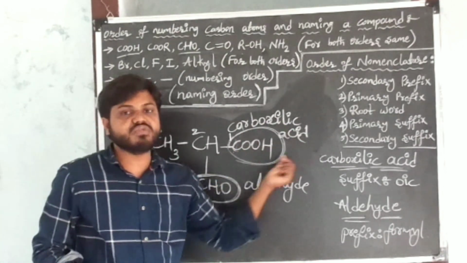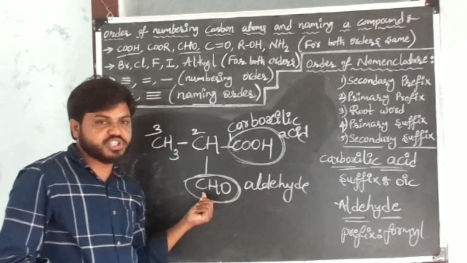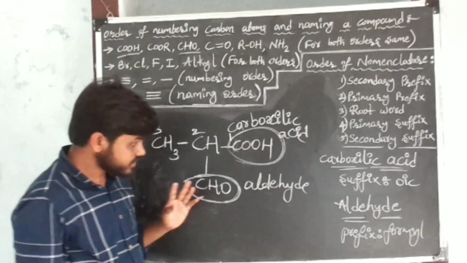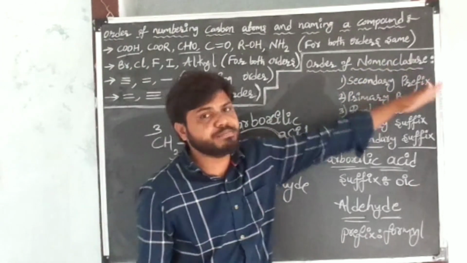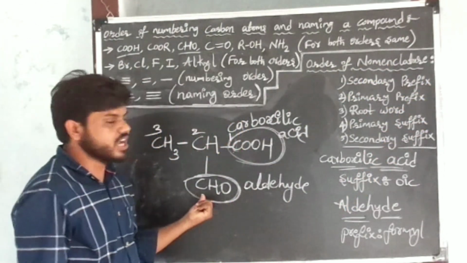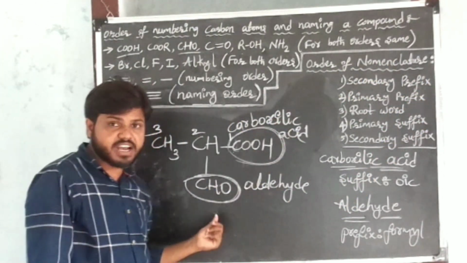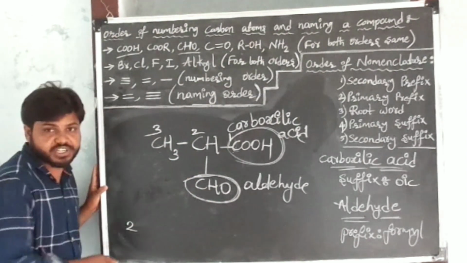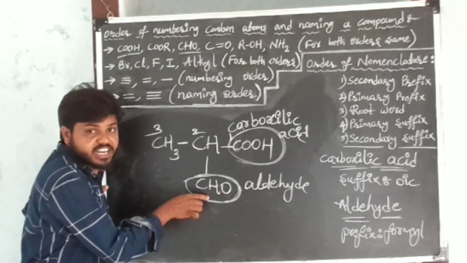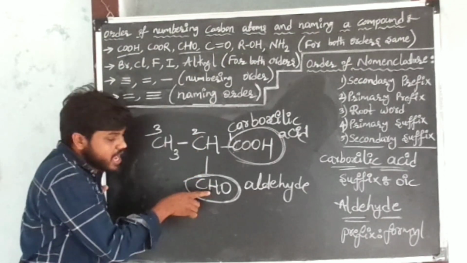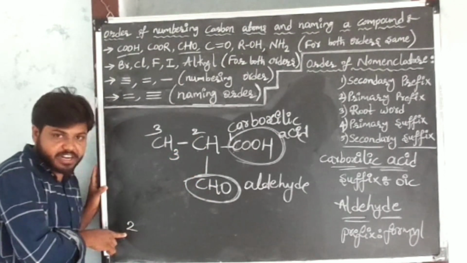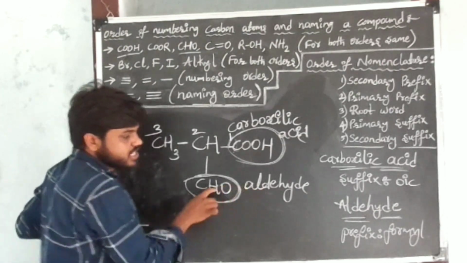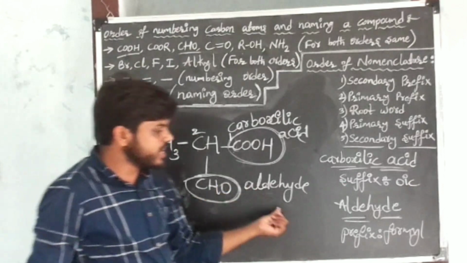Carboxylic acid position is what? First. And aldehyde position is what? Second carbon. See, first write the secondary prefix. Secondary prefix here is what? Aldehyde. The position of the aldehyde is second carbon. I am writing the position. First write the position of the secondary prefix, meaning the aldehyde position, second carbon. I have written that. After writing the position, write the prefix of aldehyde.